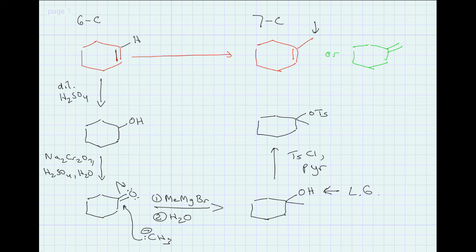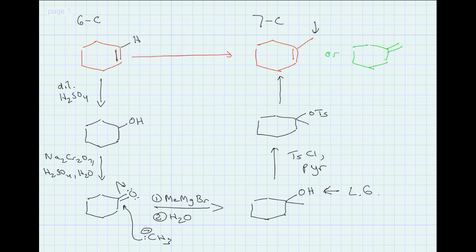So to get from here to here, and this is probably tricky for a lot of people, but hopefully you would remember from first semester, we're trying to make the most substituted alkene. There are 2 possible alkenes that we could make here. We could make either the one that I have shown in red or the one that I have shown in green. The one in red is the most substituted, and the one in green is the least substituted alkene.